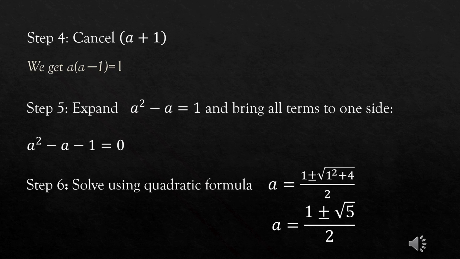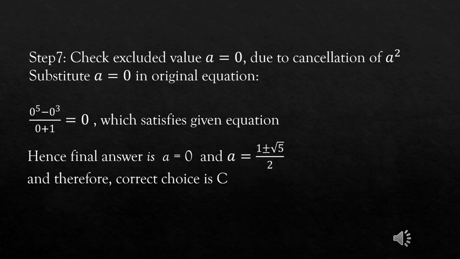Step 5. Expand: a squared minus a equals 1. And bring all terms to one side, which gives a squared minus a minus 1 equals 0. Step 6. Solve using the quadratic formula, and we get the following roots. Step 7. Check excluded value, a equals 0, due to cancellation of a squared.